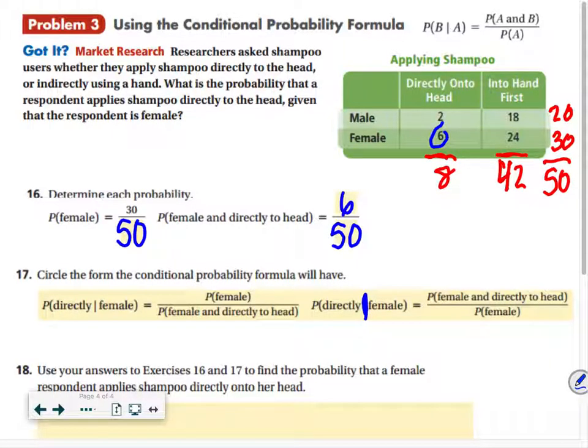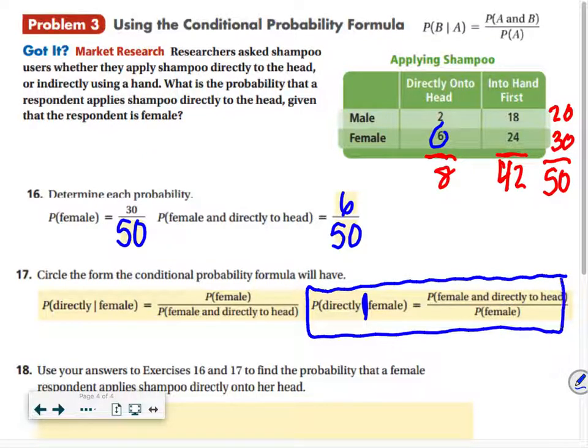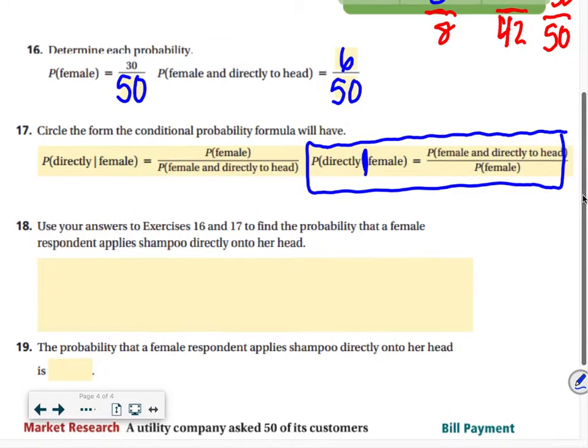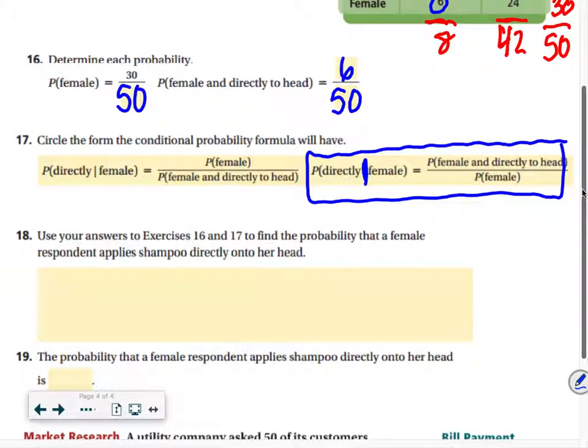This question, which way is it? Do I do both of them, the directly and the female, on top or bottom? We do both of them on top, divide by the bottom. So what number 18 is telling us to do is use the stuff we did in 16 and put it in for our probability here. The probability that females apply it directly to their head is this whole 6/50.